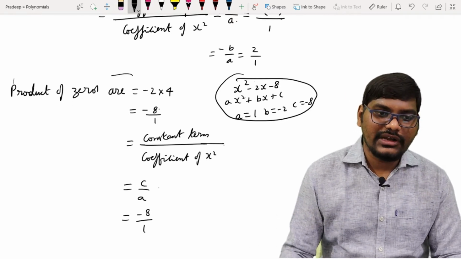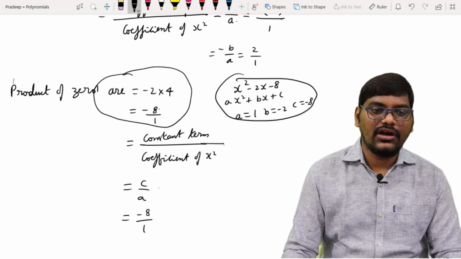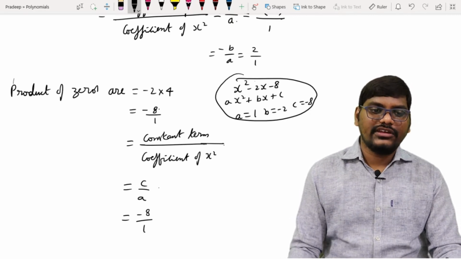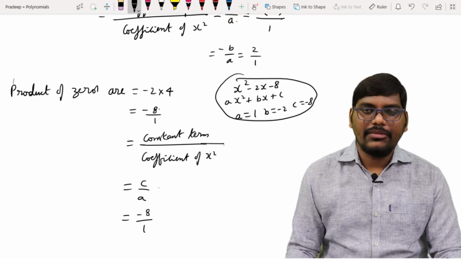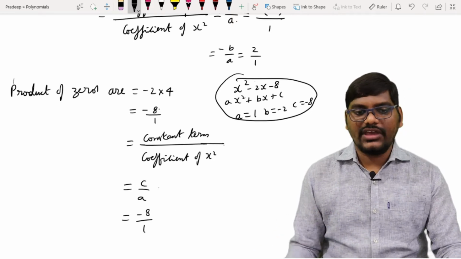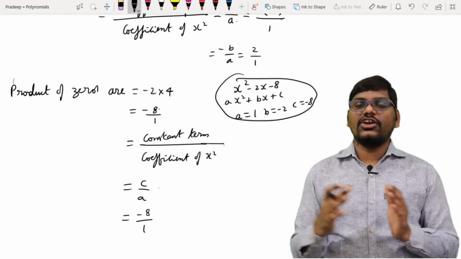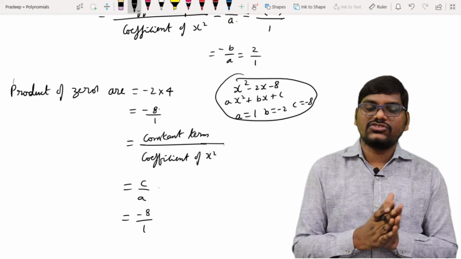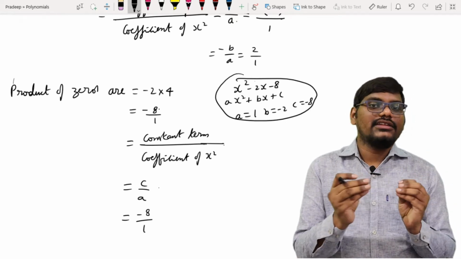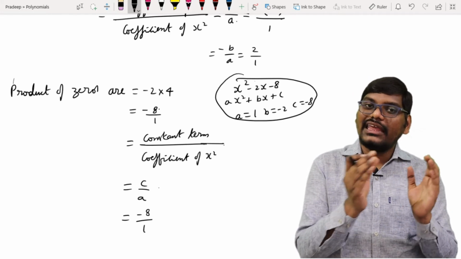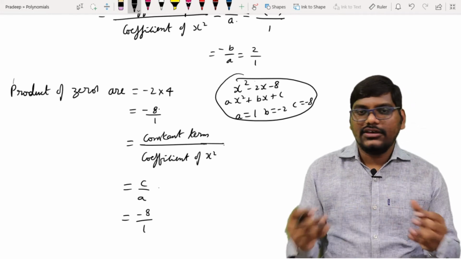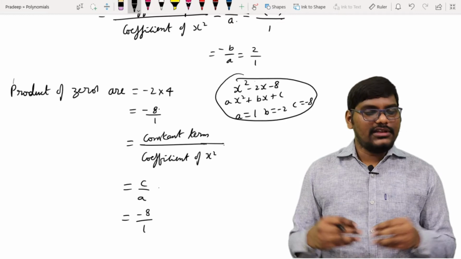Even when we just multiply the zeros directly, whatever we got, we got as minus 8 by 1. Here also we got minus 8 by 1. So this is the way we'll be writing the values which we got. This is the way we will solve the product of zeros and sum of the zeros if an equation is given. Okay, so this is all about this particular question. Let's go for the next question.